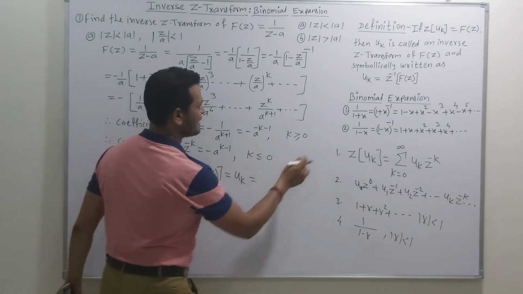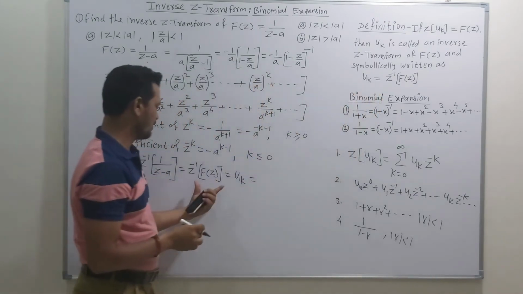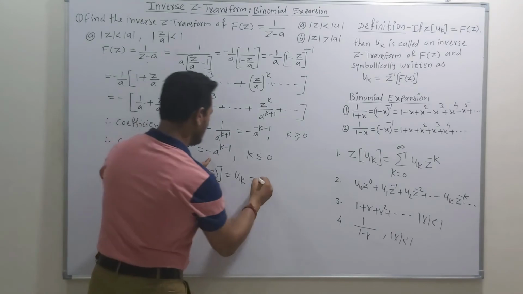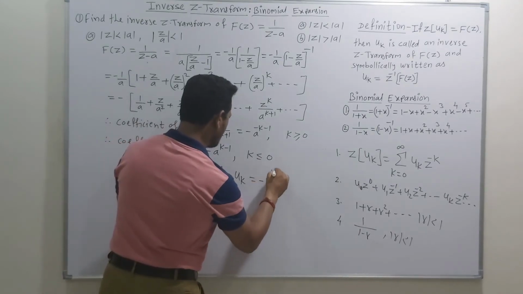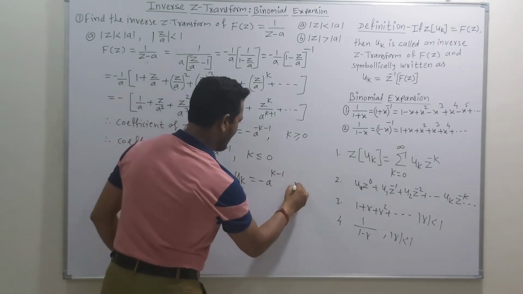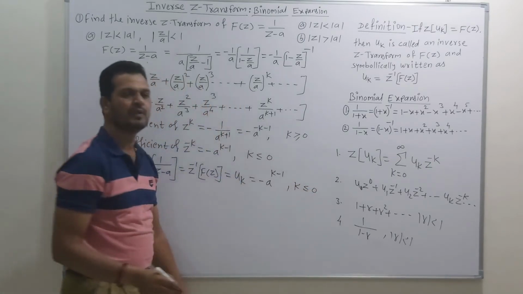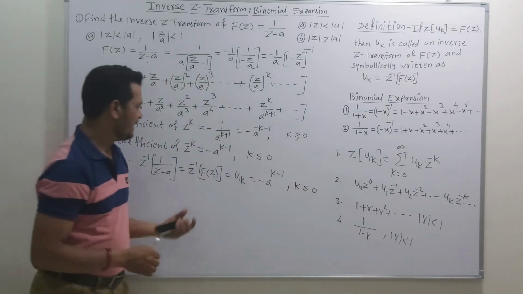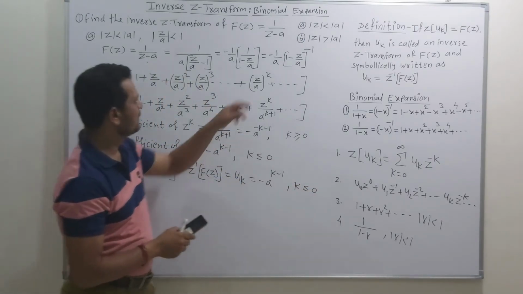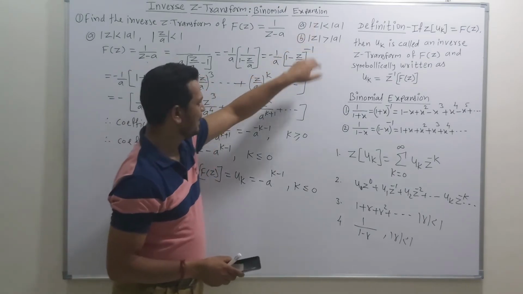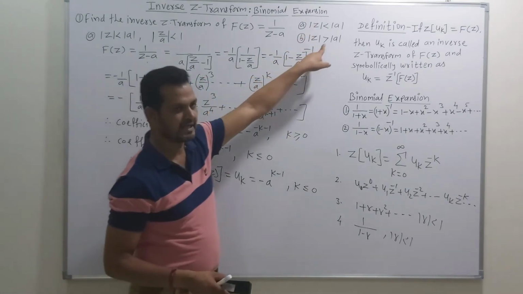So this inverse z transformation is u[k]. According to this formula we can write this as minus a raised to k minus 1, where k is less than or equal to 0. So friends, this is the solution to the first condition. Now let's take the solution to the second condition.